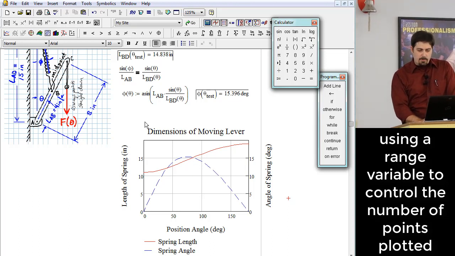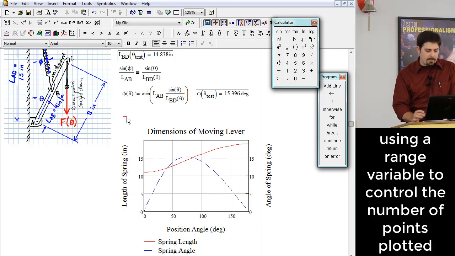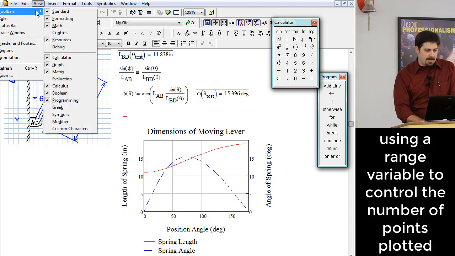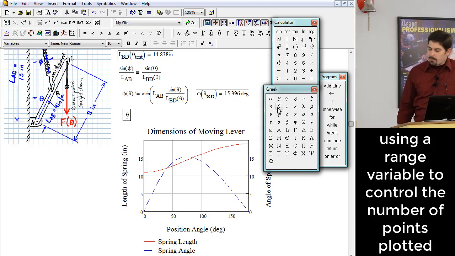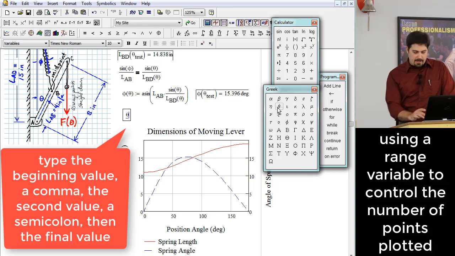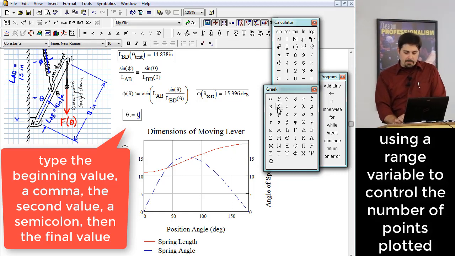So if you want to do that, what you do is you set up a variable. Since I have this whole thing defined in terms of just plain theta, I'm going to make theta my range variable. So this is kind of an optional step. I need to turn my Greek toolbar back on here. To define my range variable, I first put the variable in there and then use the assignment operator just like we were used to. What's the range you think I want for my variable? 0 to 180. So I put in 0.